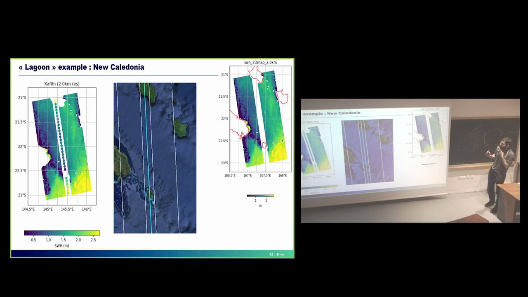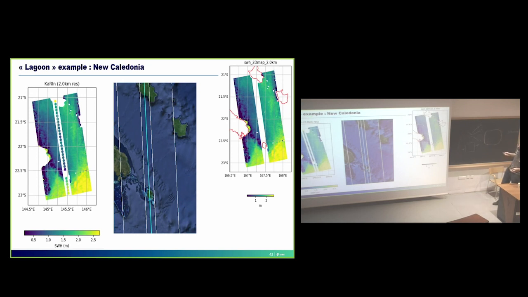Almost done, two more pictures. As I said before, low SWH is a hard regime for us because the sensitivity is less. And so one thing I very briefly looked at is what happens in lagoons, where you don't expect a lot of significant wave height. So this is one example in New Caledonia.